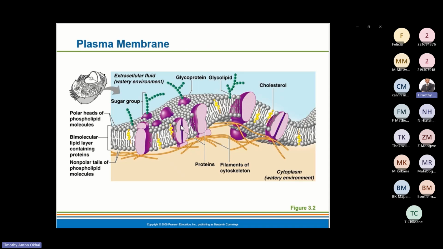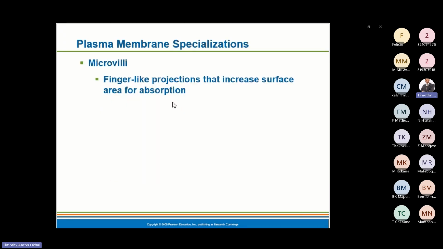The cell membrane has certain specializations. Specializations of the cell membrane or plasma membrane are commonly displayed by epithelial cells that line hollow body organs like the small intestine. Examples of some of the projections or specializations of the cell membrane include structures like the microvilli. These microvilli are tiny finger-like projections that increase the cell's surface area for absorption.